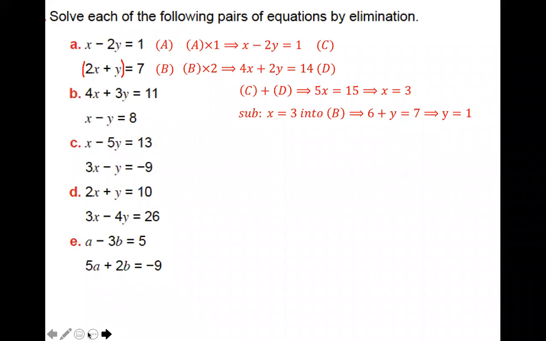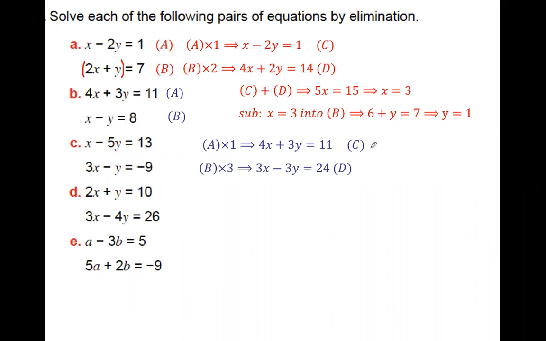Okay, and for the next one, again, we're going to call the first equation A, the second equation B. If you decide to eliminate y, because you've got a 3y there and a negative y, we're going to time B by 3 and keep A times 1, for example. That means you've got your C and D here. You just add them. That gives us 7x equals 35, which is quite handy. Then you divide by 7 both sides, and you got x equals 5.